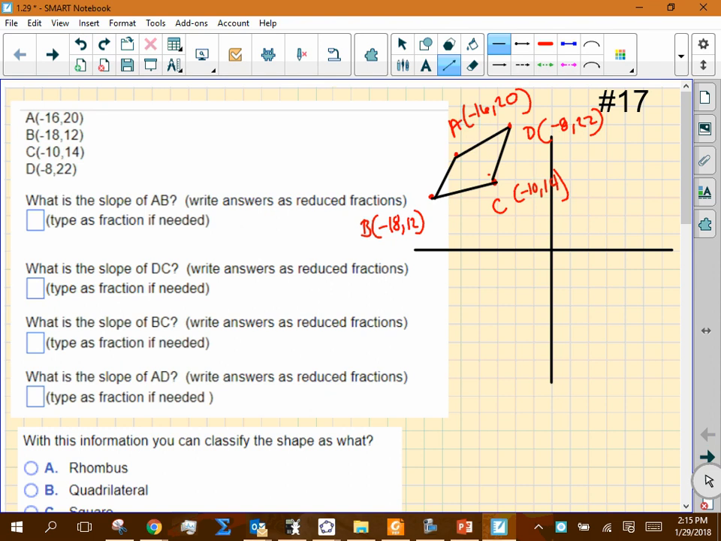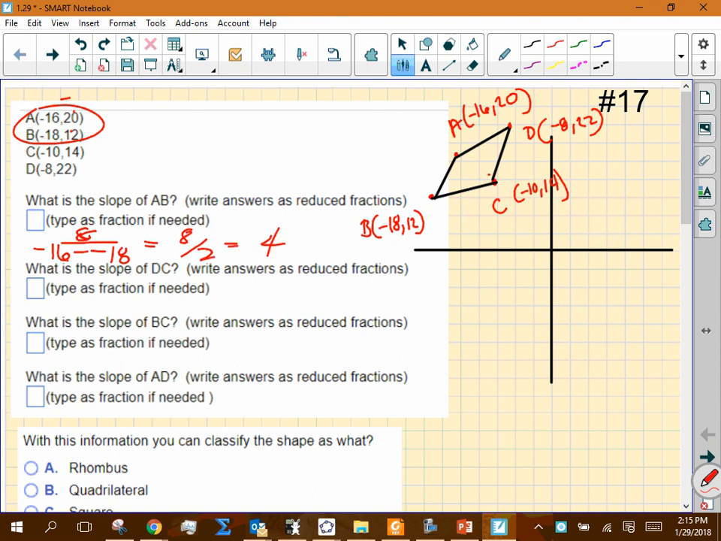So can I find the slope of AB? And again, my picture is just here to organize my calculations and the information I've gained from them. If I find the slope of AB, looking at these two points, I'm going to subtract the y values. What's 20 minus 12? 8. And now I'm going to subtract the x values: negative 16 minus negative 18. What's that give me? 2. So we have 8 over 2, which is 4.